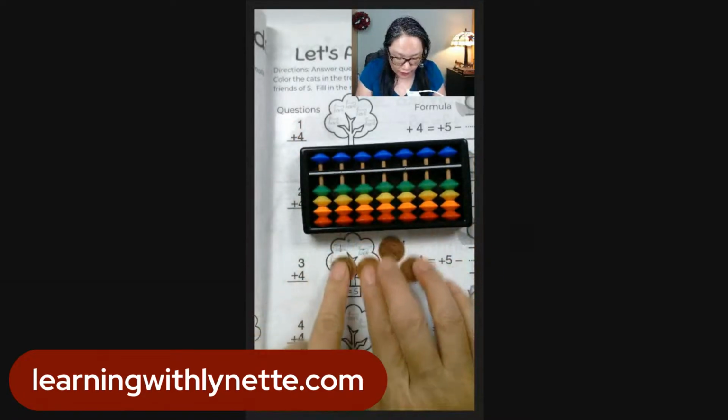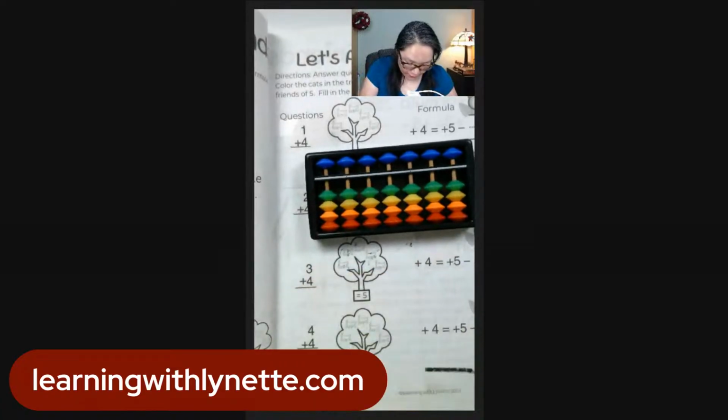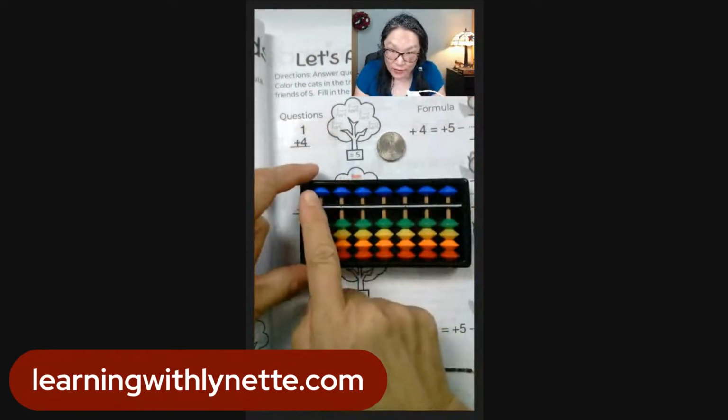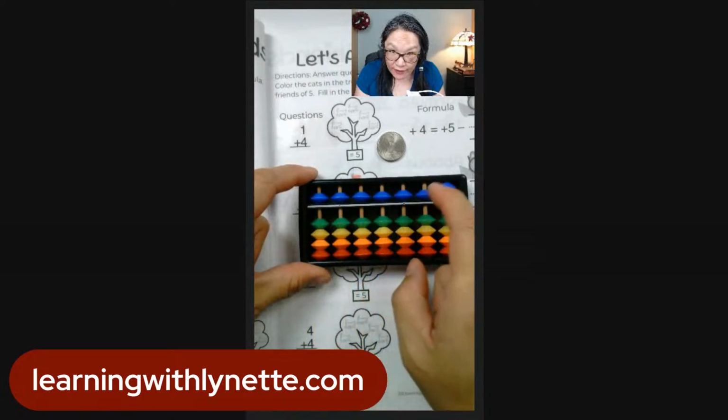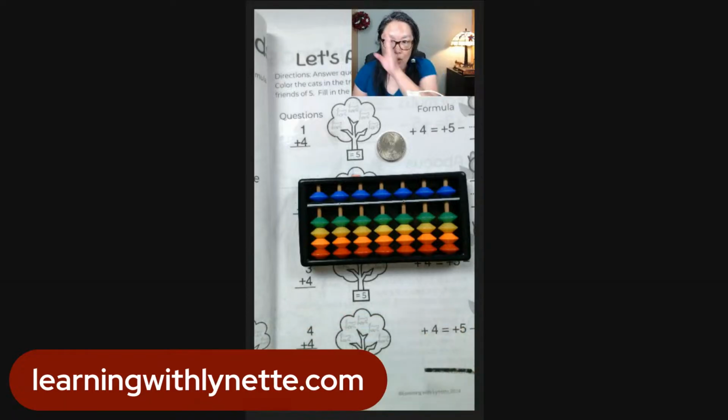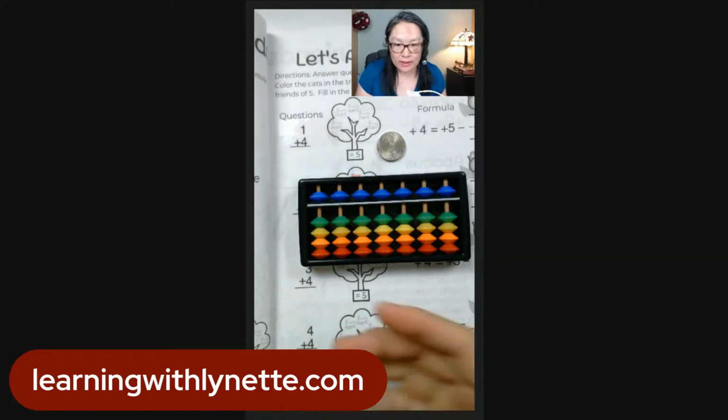So now we have to do 5. Well, what does 5 look like? 5 is this, right? It's a nickel. So because we have 5, these are all 5s. When adding and subtracting, would it work from left to right? I usually go left to right.